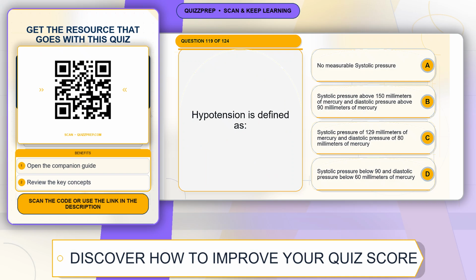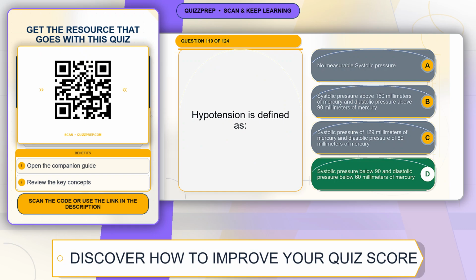Question 119. Hypotension is defined as: Option A, no measurable systolic pressure. Option B, systolic pressure above 150 mm of mercury and diastolic pressure above 90 mm of mercury. Option C, systolic pressure of 129 mm of mercury and diastolic pressure of 80 mm of mercury. Option D, systolic pressure below 90 and diastolic pressure below 60 mm of mercury. The correct answer is option D, systolic pressure below 90 and diastolic pressure below 60 mm of mercury.